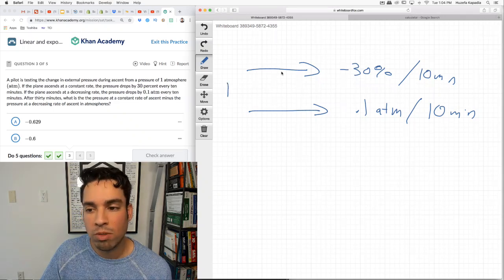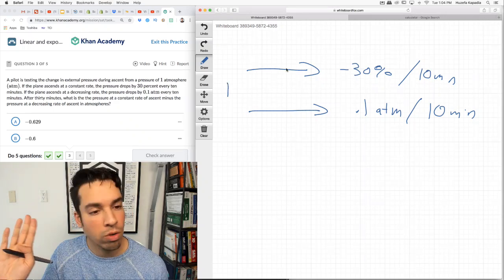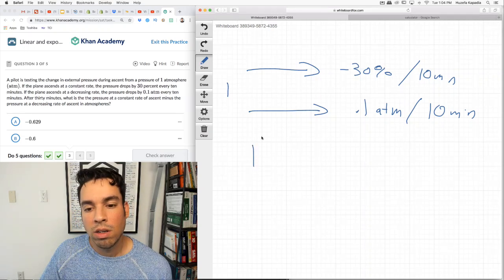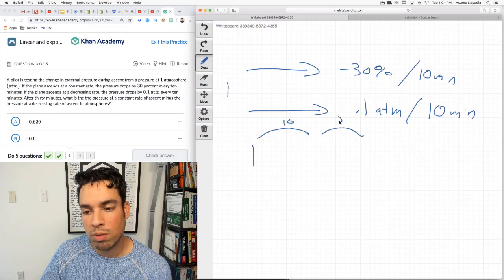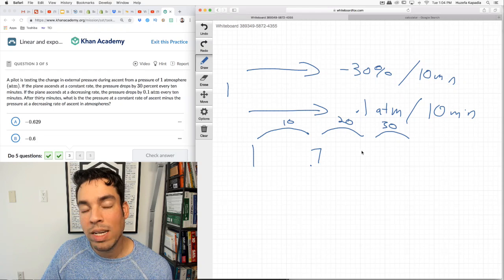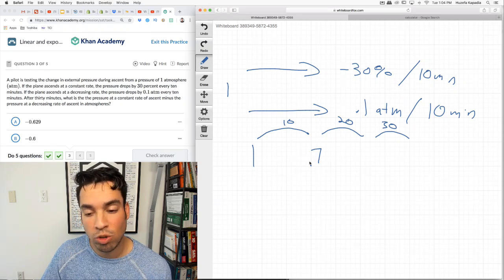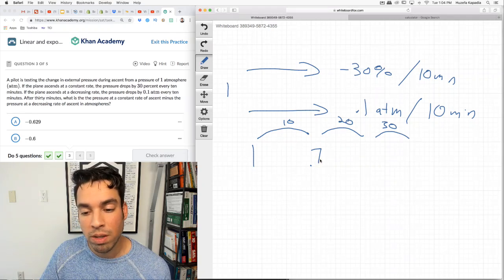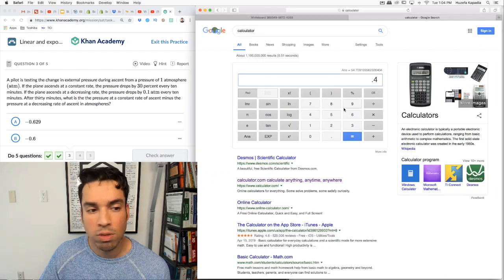So we're starting at 1 atmosphere. I may want to use an equation here because of 30 minutes, but that's not bad because this is in 10-minute increments. So we're starting at 1. After 10 minutes, let's go 20 minutes, and let's go 30 minutes. After 10 minutes, it's dropped by 30%, so we're at 0.7. After 20 minutes, you can multiply by 0.3 and subtract, or I can just keep multiplying by 0.7. If we're losing 30%, it's just going to be 70% of whatever's here. So 0.7 times 0.7 is 0.49, and then multiply again by 0.7, which I'll use my calculator, equals 0.343.